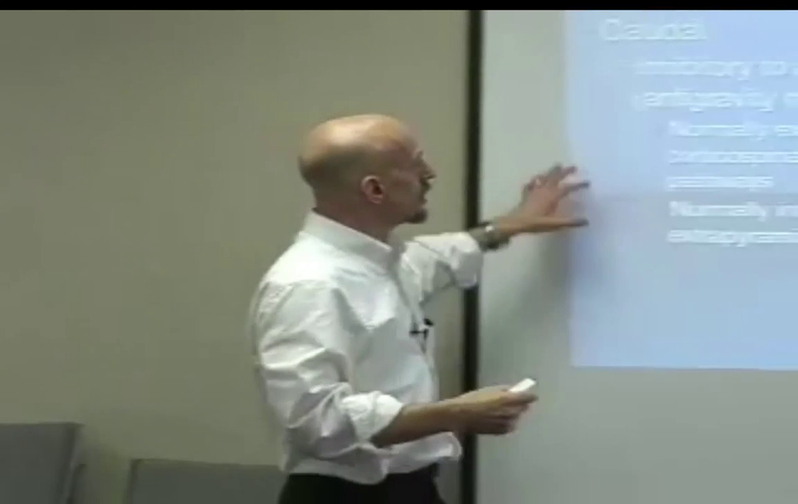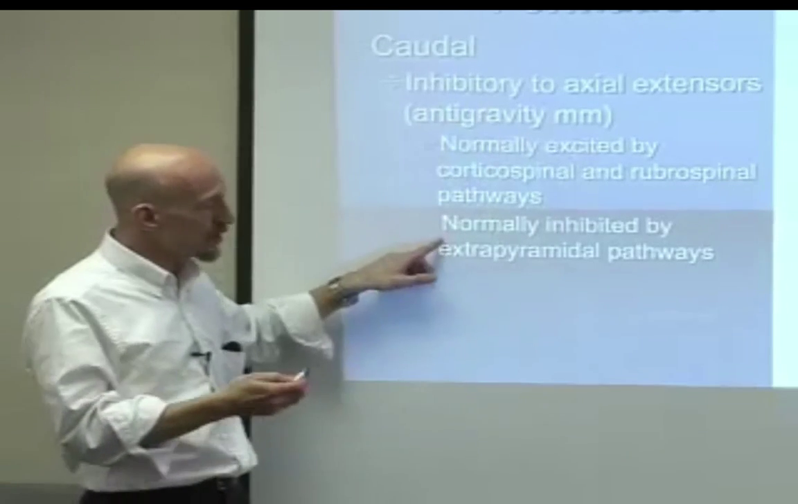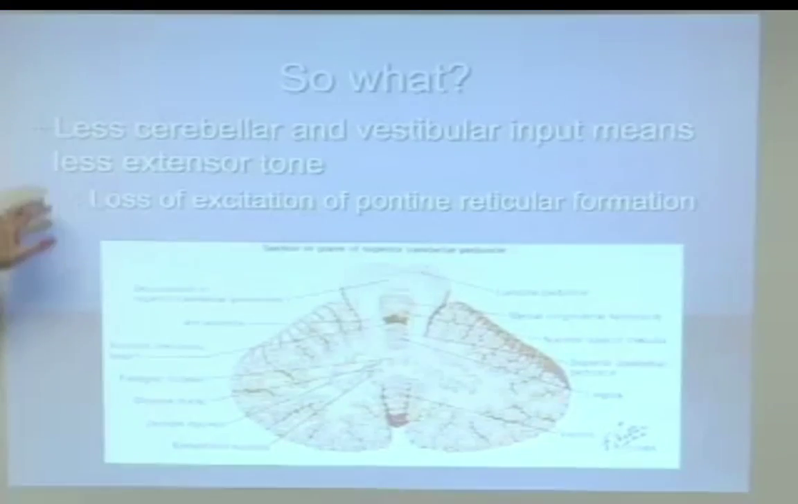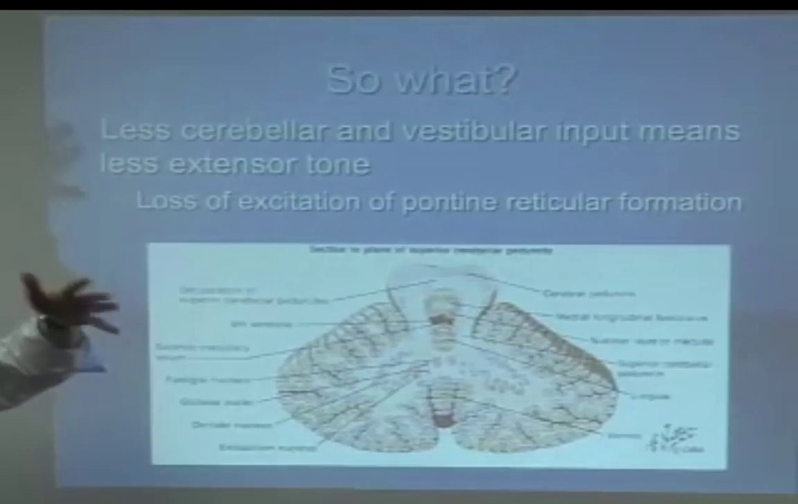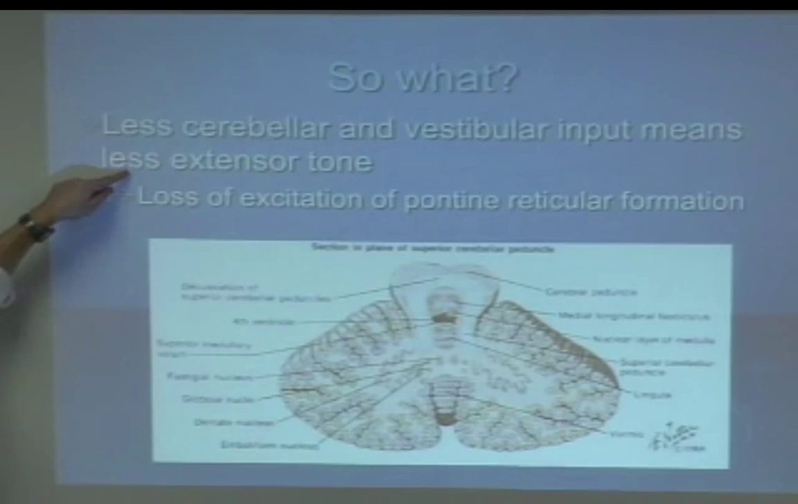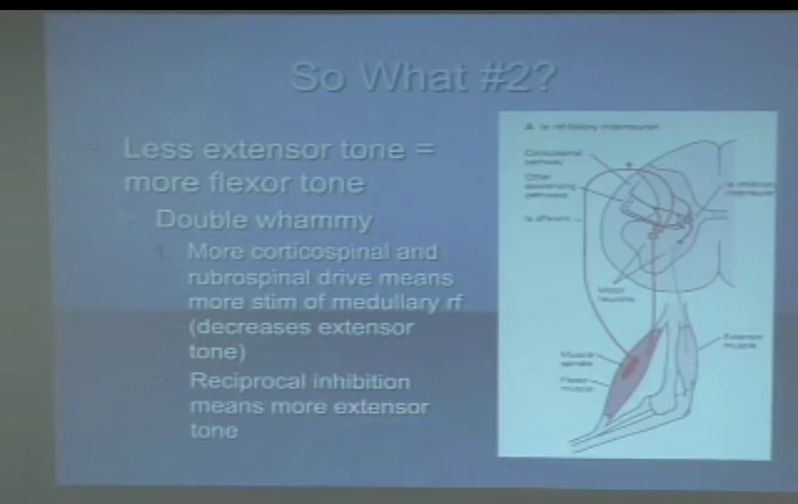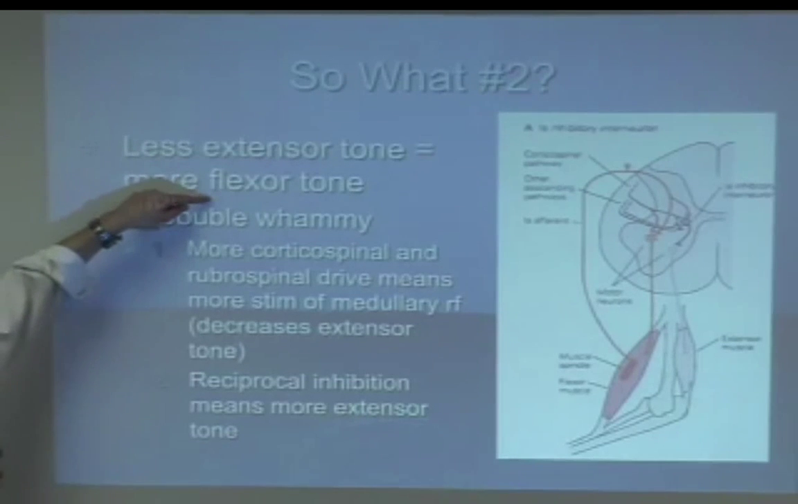All right? So, excited corticospinal pathways, whenever you fire them, it's going to do that. So we want to try to work that rostral reticular formation. Since the rostral gets its input from the cerebellum and vestibular nuclei, we want to influence those. Less cerebellar and vestibular input means less extensor tone, less excitation of the pontine reticular formation. Now remember, the reticular formation does what else? It also runs autonomics, unilaterally on that side of the body. So less extensor tone means more flexor tone.